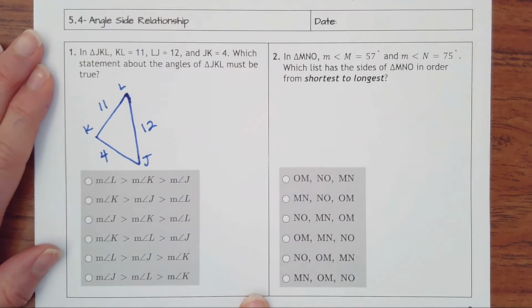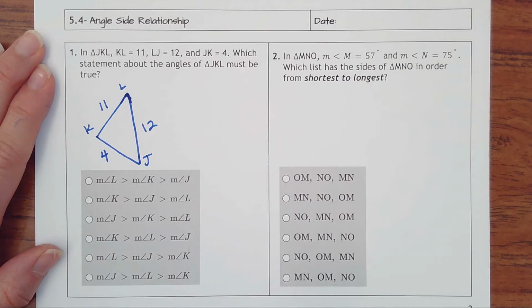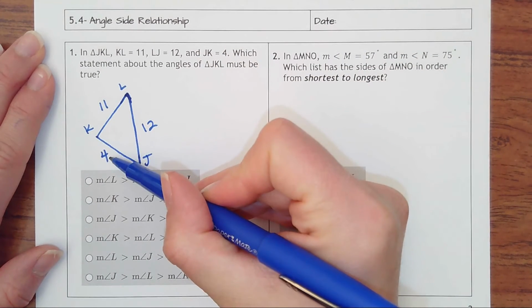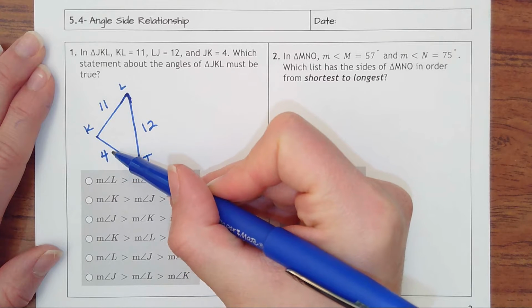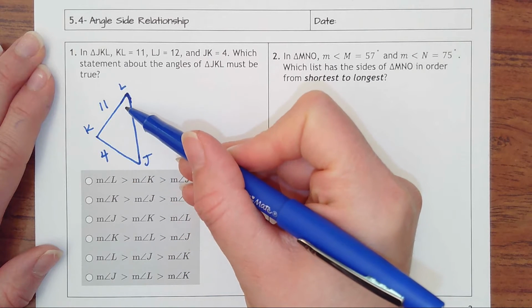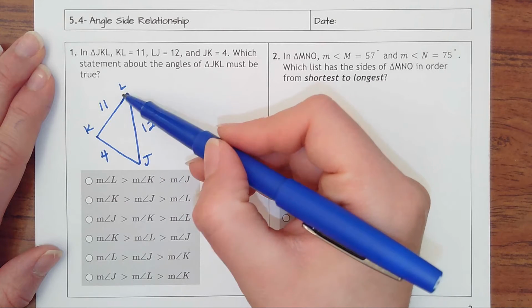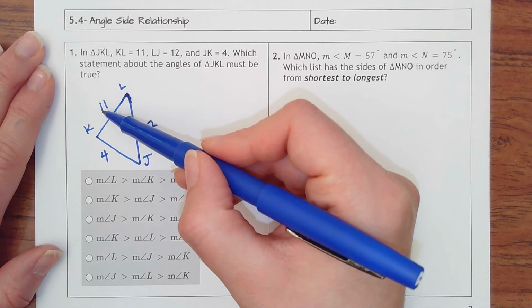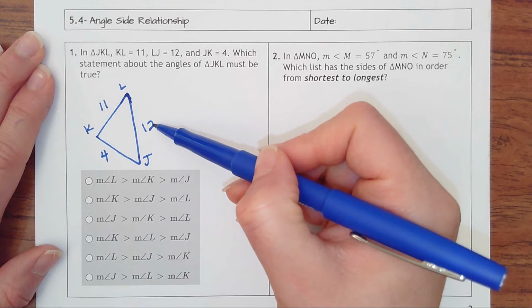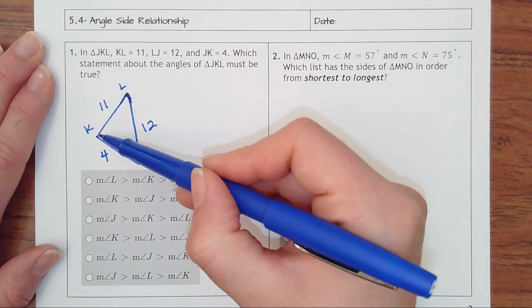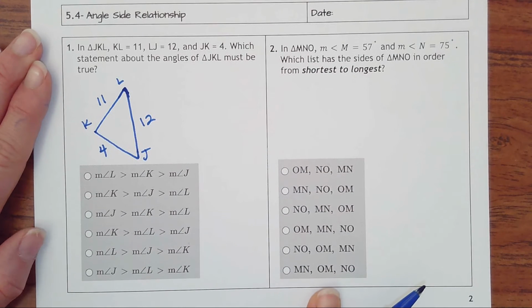What is cool about triangles is that the shortest side, which would be the 4, across from that is going to be the smallest angle. So this would be the smallest angle, and then the next would be 11. Across from that would be the next smallest, and then since 12 is the biggest side, K should be the biggest angle. So let's look at what they tell us.